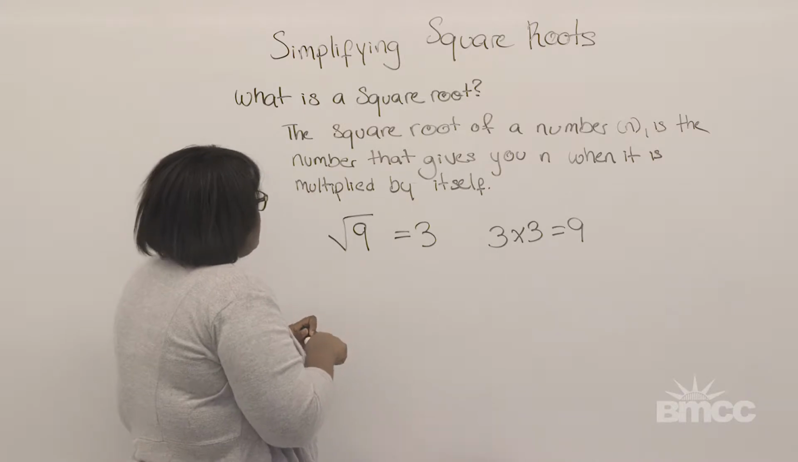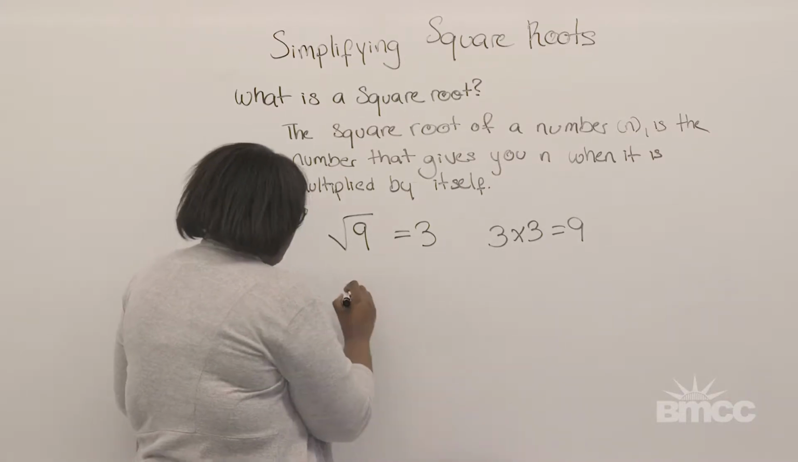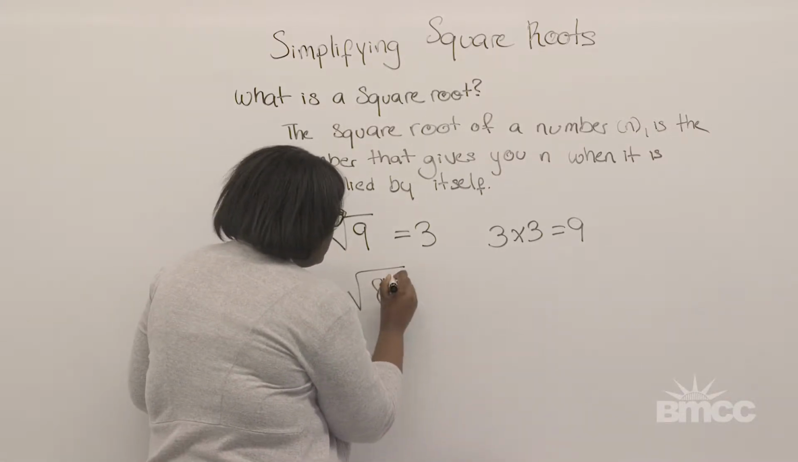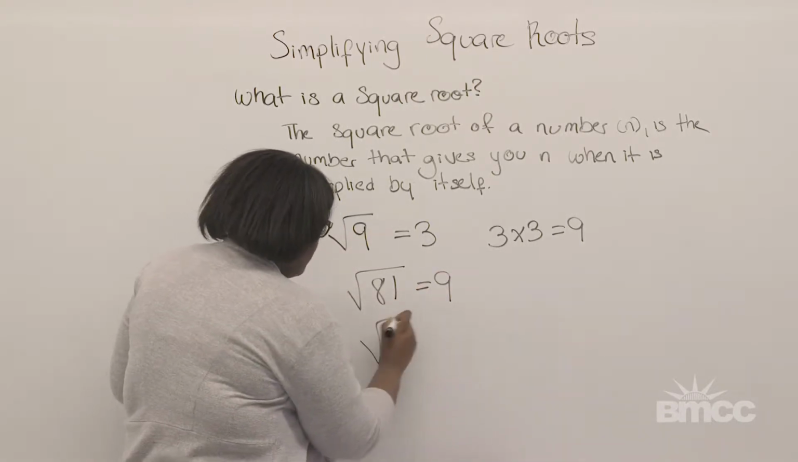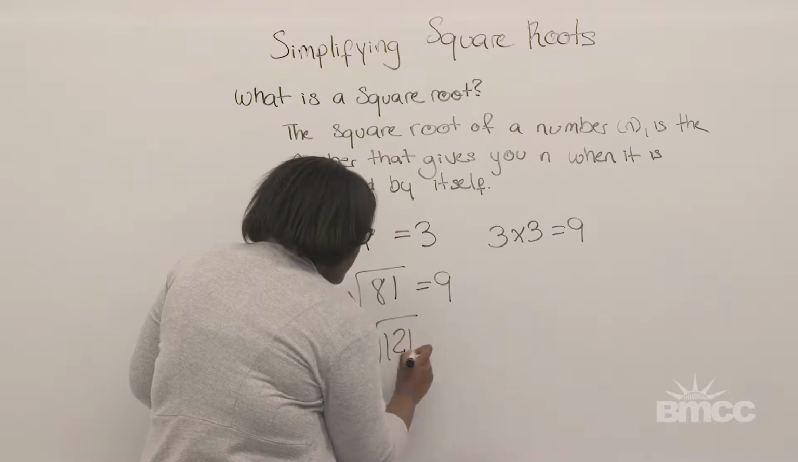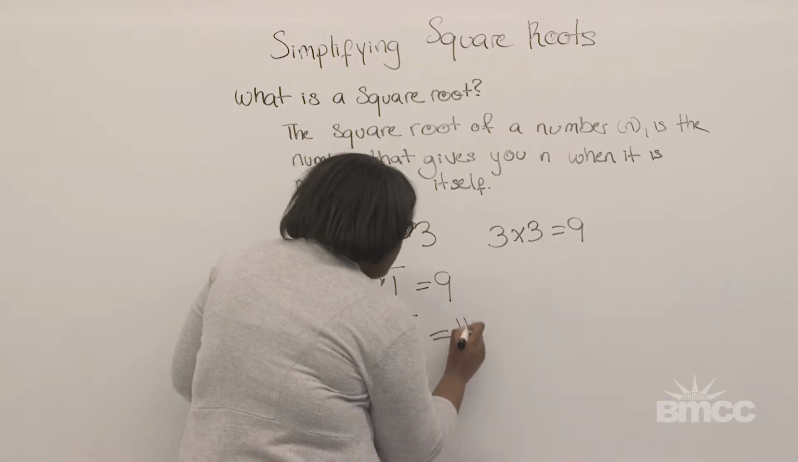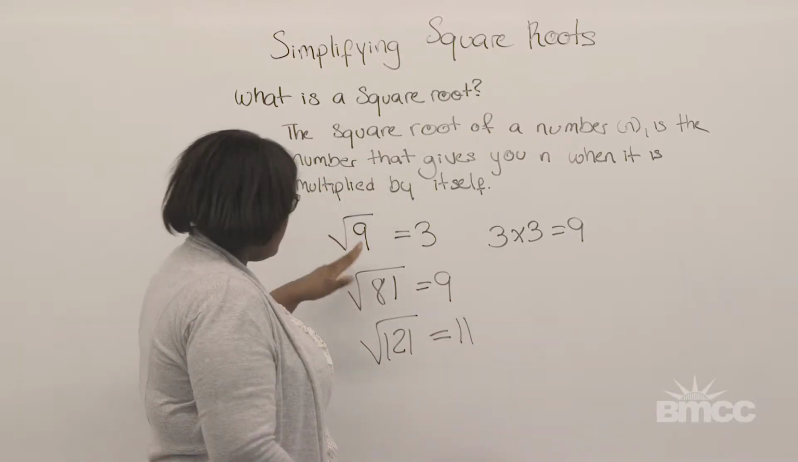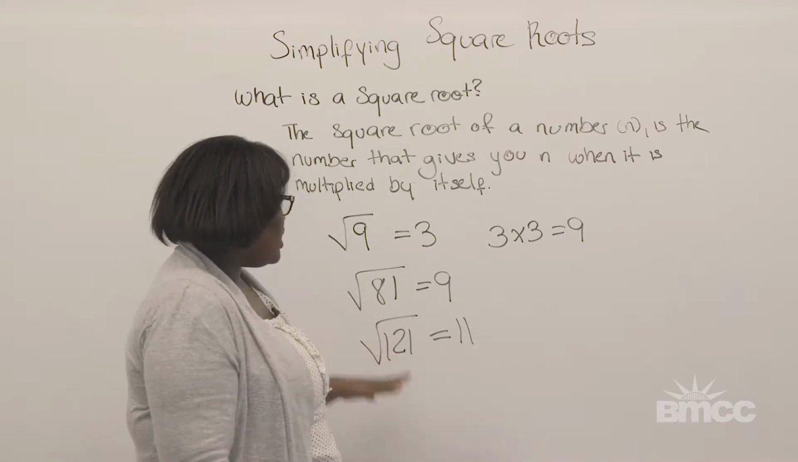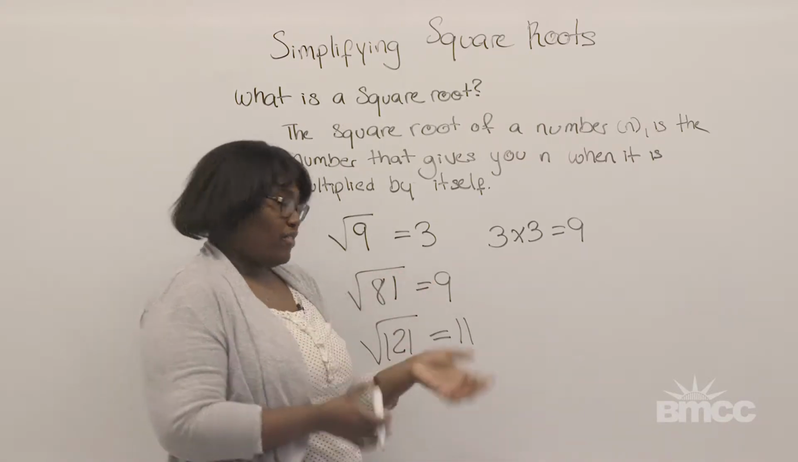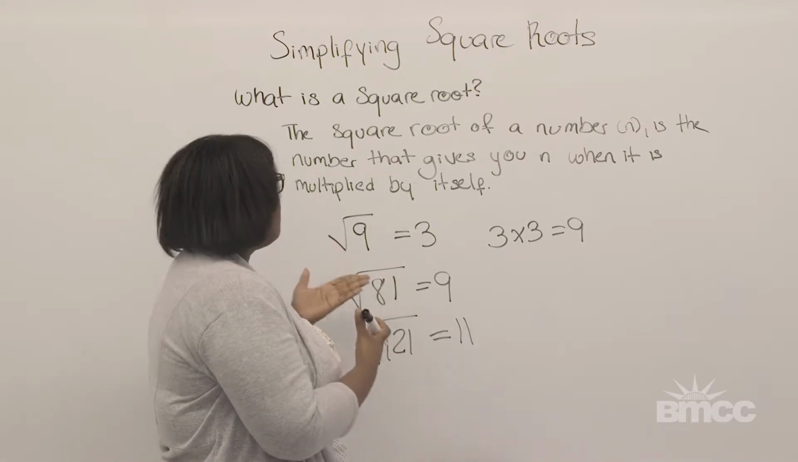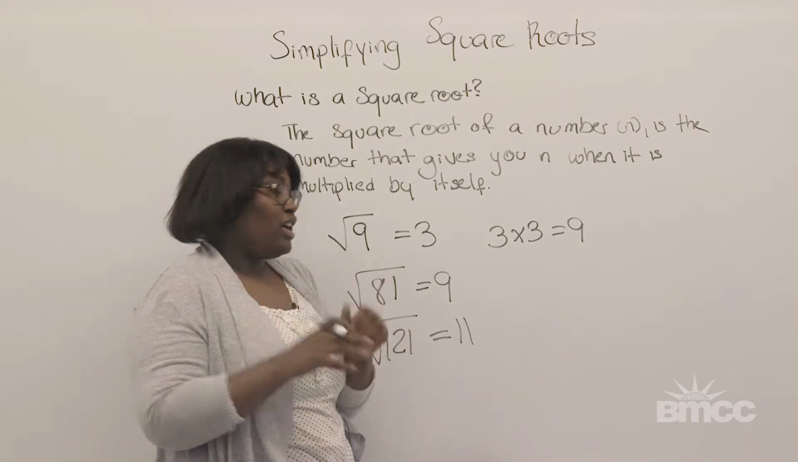Now if we go in, we had other examples. If we had the square root of 81, that gives us 9. Or if we had the square root of 121, that gives us 11. Now 9, 81, and 121 are numbers we call perfect squares. A perfect square is the product of a number being multiplied by itself.